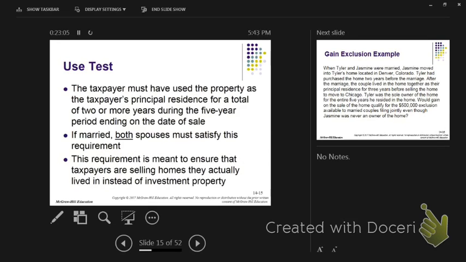The use test says that both taxpayers have to live in it for 2 out of the last 5 years. So if married, you both have to satisfy it. The requirement is meant to ensure that you are selling homes in which you are actually residents, that you are not selling non-residences and taking an exclusion for property that you rent, or taking this gain for a residence in which you are not actually living.